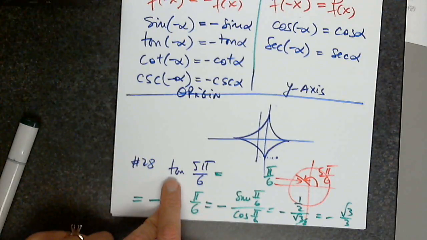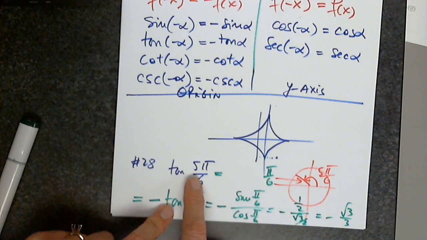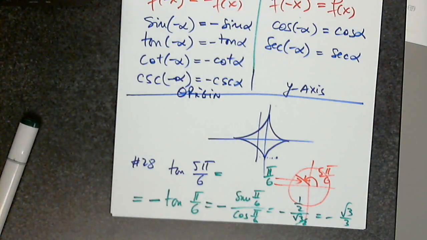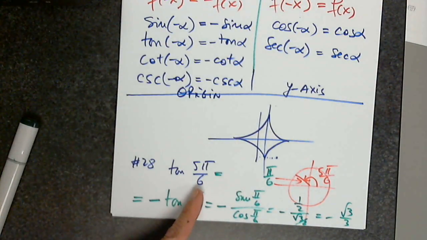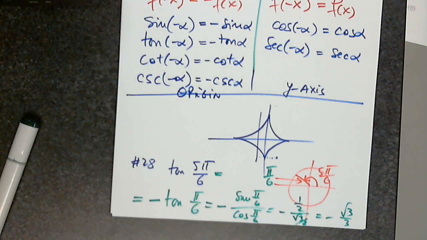Because if I ask you about this, tangent 150 degrees, you should say, wait a minute. 150 does not fit into a right triangle. How can you find tangent? Well, I find tangent because these functions are so-called periodic. They repeat themselves. Sine, cosine, tangent, cotangent, indefinitely.